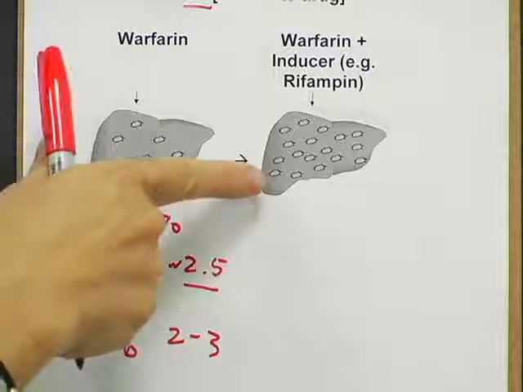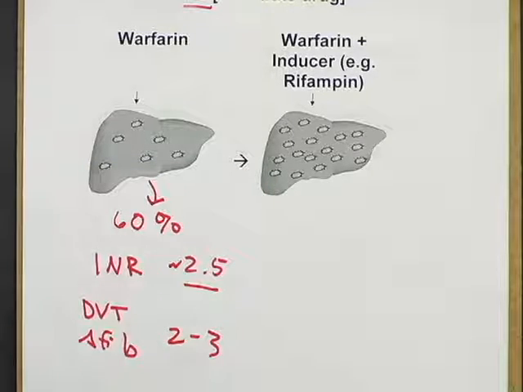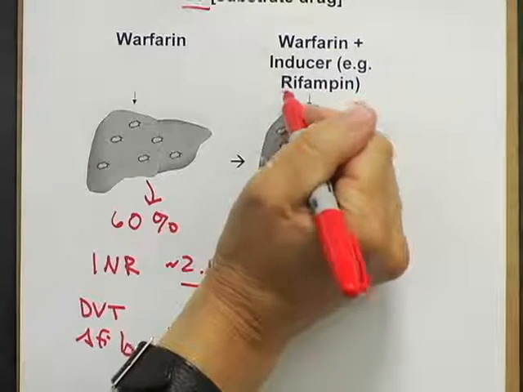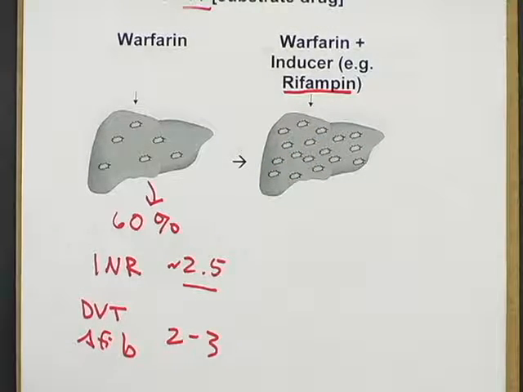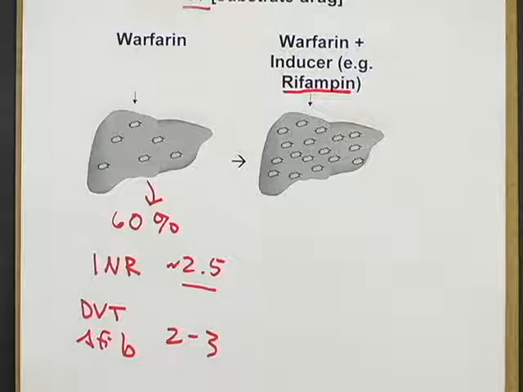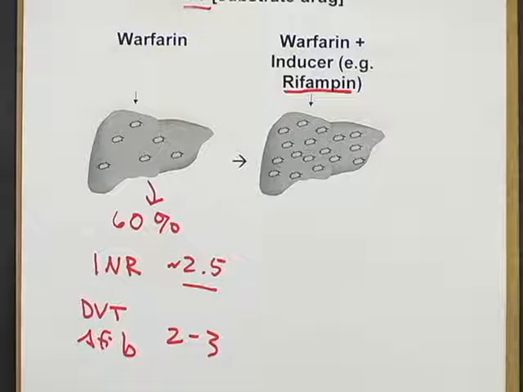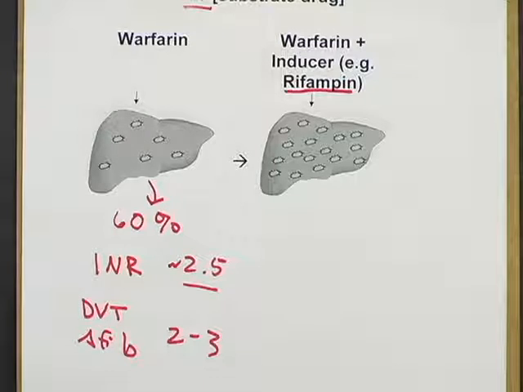And now the patient has been put on rifampin. I call this the mother of all enzyme inducers. It is the line in the sand you do not want to cross. But sometimes you have to use it. Let's say this patient has tuberculosis, and rifampin is commonly used for that.